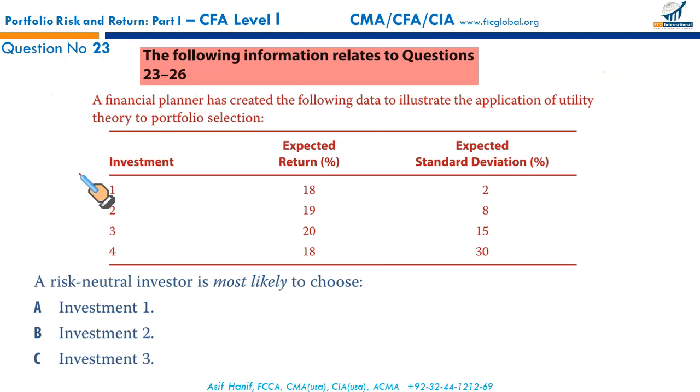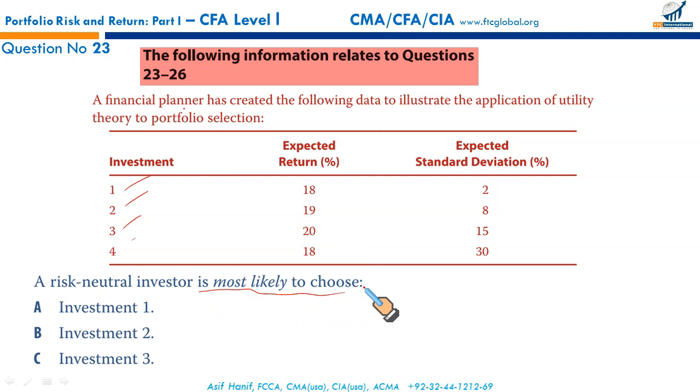Next, a financial planner has created the following data to illustrate the application of utility theory of portfolio selection. There are 4 investments with the expected returns given and the expected standard deviation. A risk neutral investor is most likely to choose which of these investments?